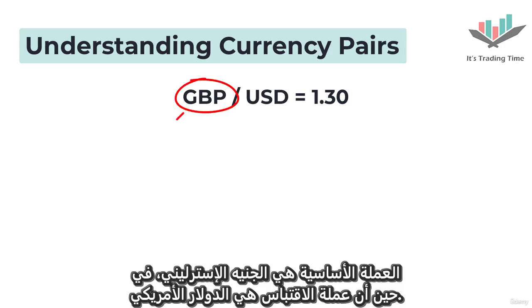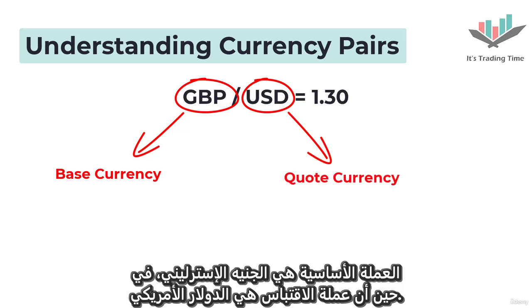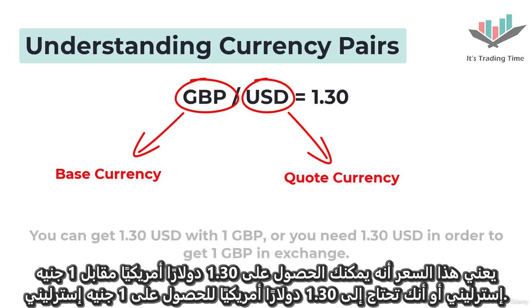The base currency is the British pound, while the quote currency is the US dollar. This rate means that you can get 1.30 US dollars with 1 British pound, or that you need 1.30 US dollars to get 1 British pound.